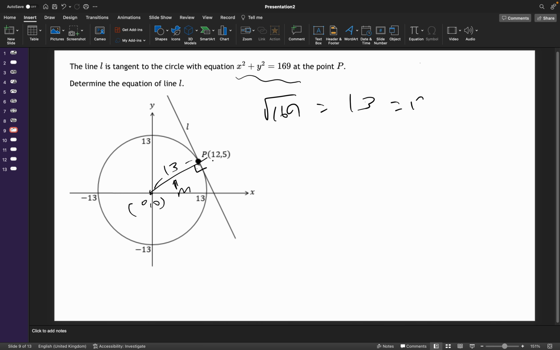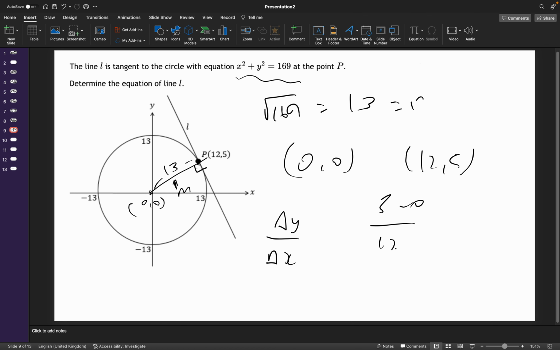So if you want to find the equation of the line through 0, 0 and 12, 5, first, we need to find the gradient. Change in y over change in x. Let's start with this one actually. 5 minus 0, 12 minus 0. I don't want to go the other way because that makes it confusing. 5 minus 0 is 5, 12 minus 0 is 12.